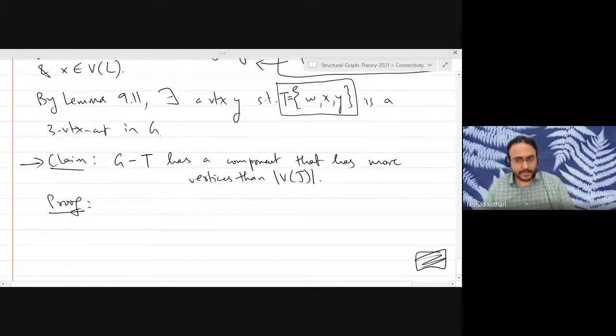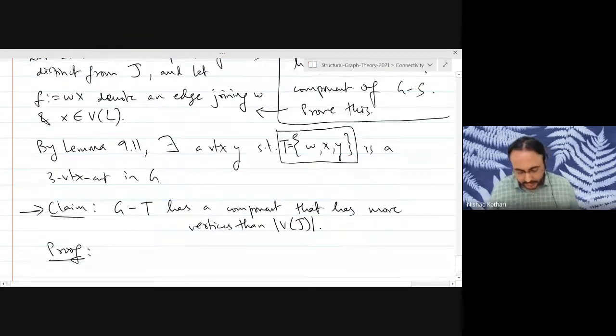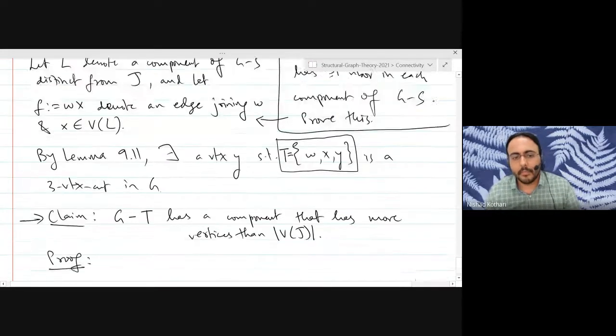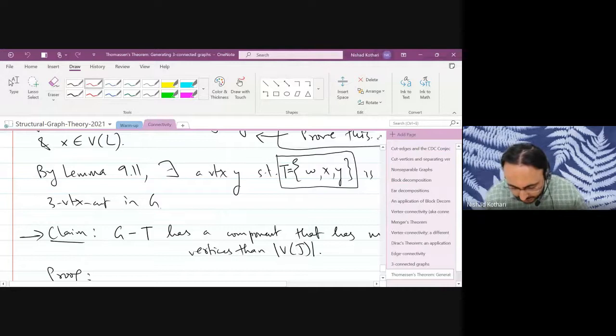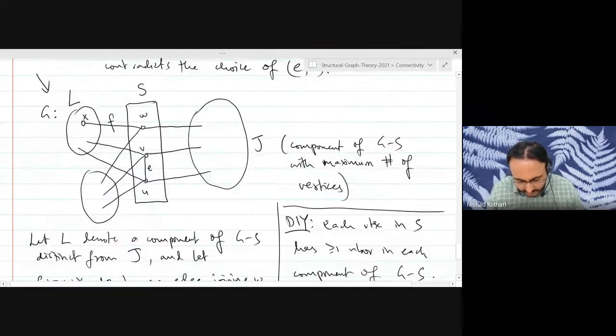So if we prove this claim, then does everybody agree that this finishes the proof of Thomason's theorem? If you don't agree, then this is a good time to ask. Okay, fine. So we just need to prove this claim, and then we will be done with Thomason's theorem. So let's go back to this drawing. Here is what we are going to do. We are going to look at this red colored subgraph.